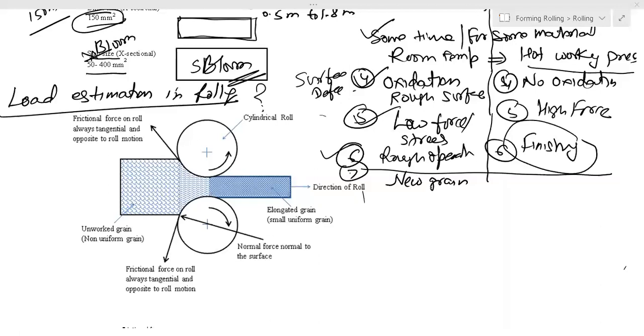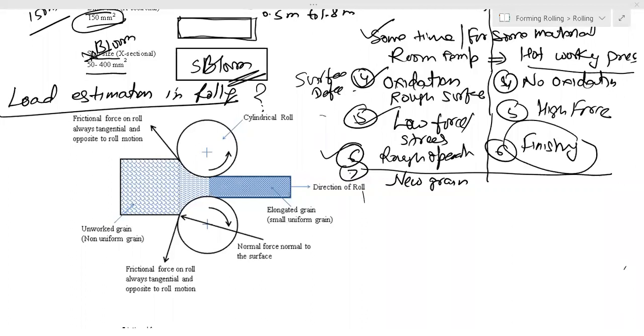It is already written. Tell me. Cold working is having higher mechanical property because of the presence of work hardening, because work hardening increases hardness and yield strength. Hardening improves the mechanical property. It imparts hardness, ultimate strength, and yield strength. Hot working is having poor mechanical property. Very good.